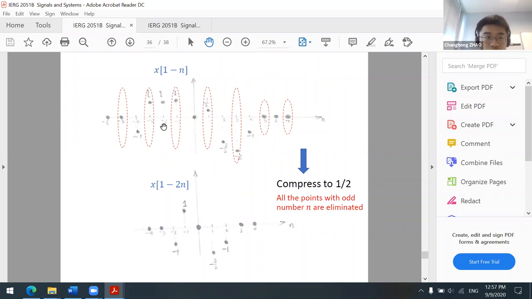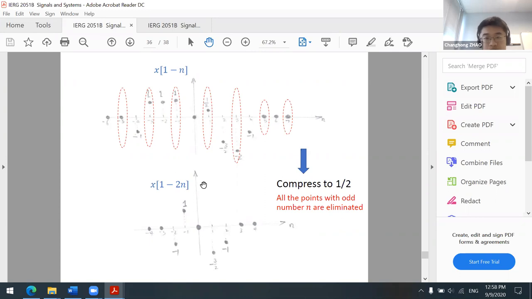For example, originally we have this point, n equals minus 2, it takes value 1. After compression, this value 1 appears at n equals minus 1. Originally we have this point, n equals minus 4, takes value minus 1. After the compression, the point minus 1 appears at a new time, minus 2, because minus 4 divided by 2 is minus 2. Similarly, for the points 2 and 4, divided by 2 they are 1 and 2. These two points are retained, but they appear at the compressed time 1 and 2. So there's a compression.